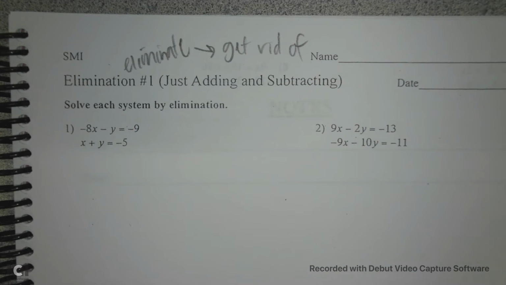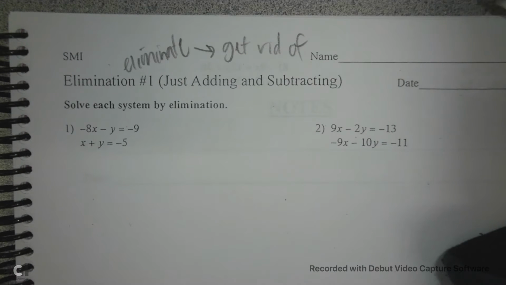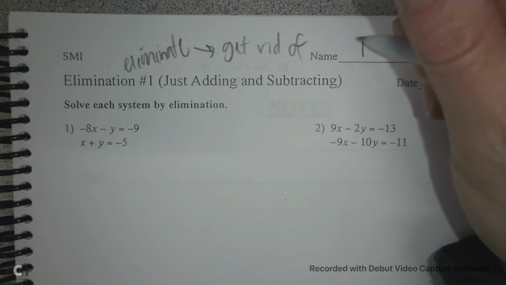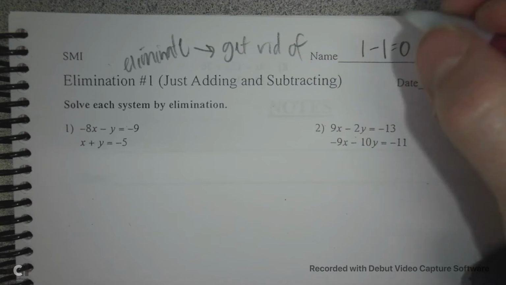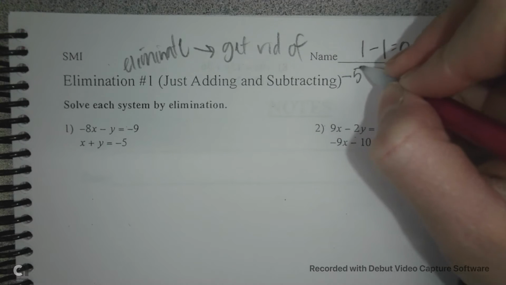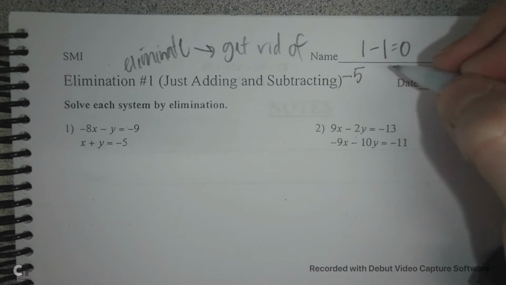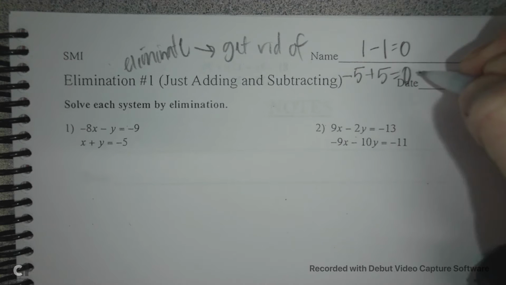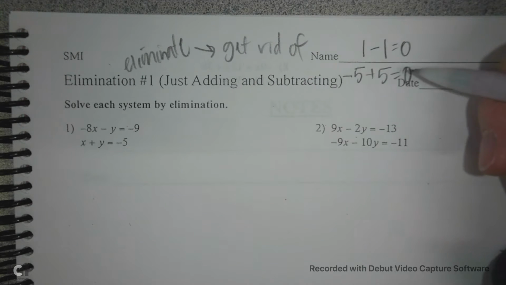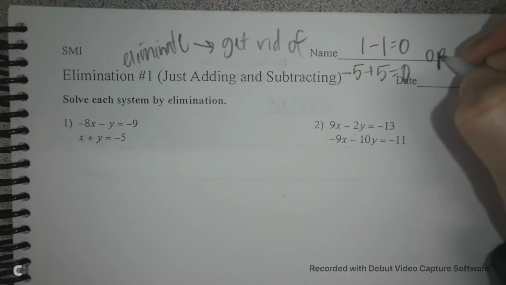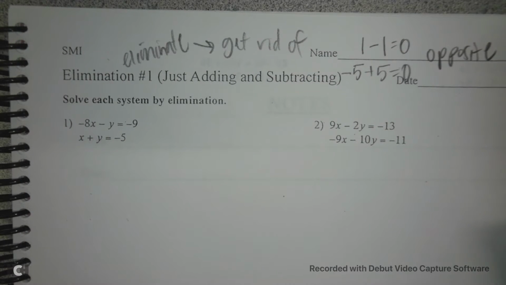Okay? So, the way that we get rid of something, let's think about this for a second. If we have one of something, in order to get rid of it, we take one away, so the opposite, and that gives us 0. Or if we had -5, in order to get rid of -5, we would need to add 5 to get 0. Okay, so elimination means getting rid of, making it 0, and you're always doing the opposite.